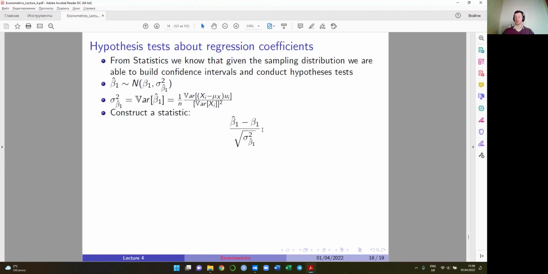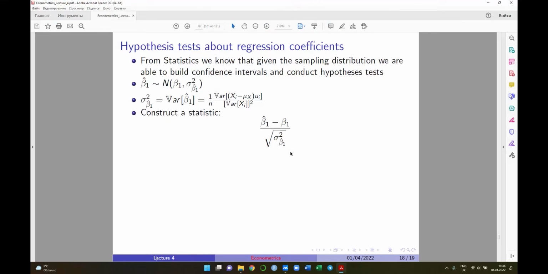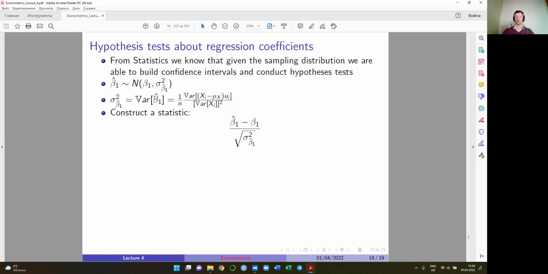And well, if we know this, we can construct this thing. So how do we call this type of statistic? If it's a normal distribution, and if here we have a population variance, that's going to be the Z statistic. Yes, if we know the population variance, that's going to be the Z statistic, which is going to have the standard normal distribution, 0 and 1. And then we can, with the help of this Z statistic, make some hypothesis tests.